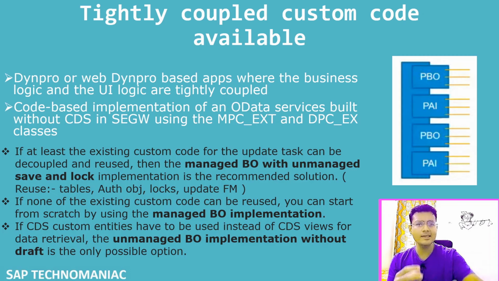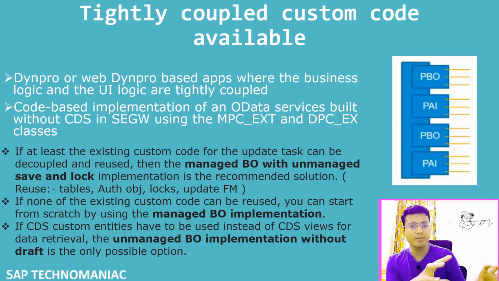Second thing, if none of the existing code can be reused, suppose you have a tightly coupled application, you don't have any separate function modules to do anything, you are writing code in MPC extension classes and DPC extension classes. You can't reuse those old things directly. You have tightly coupled code, so without doubt you can't reutilize anything out of that. There might be cases where you can still utilize the tables, the authorization objects, logs, update logs. These things you can still utilize if they are available ready-made.